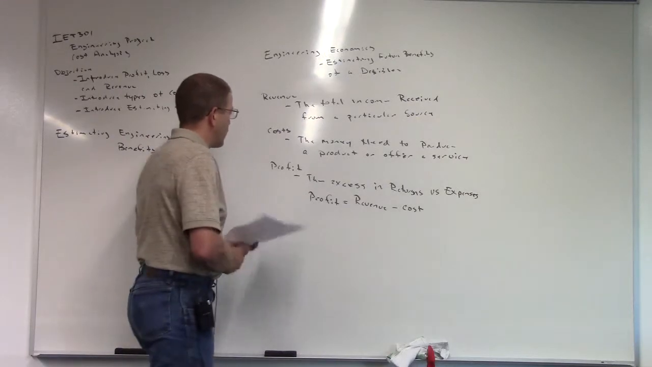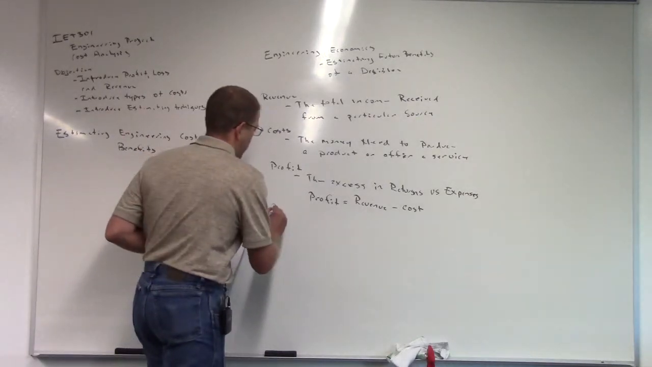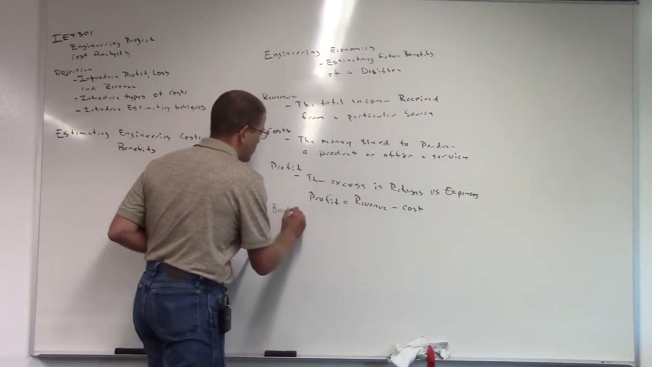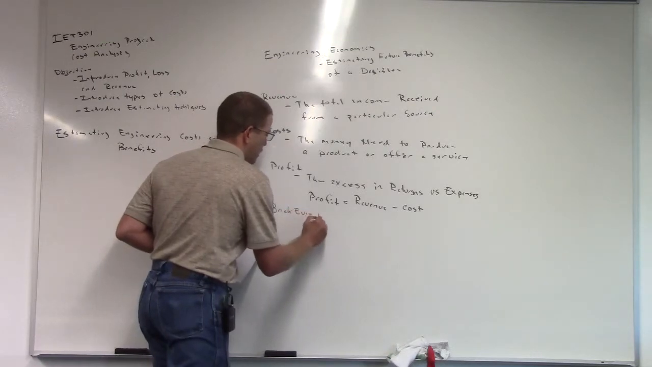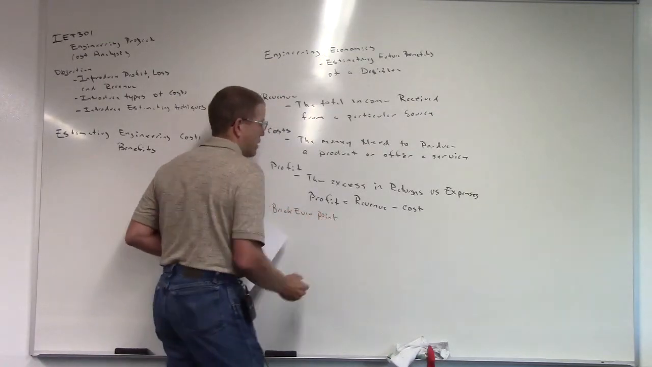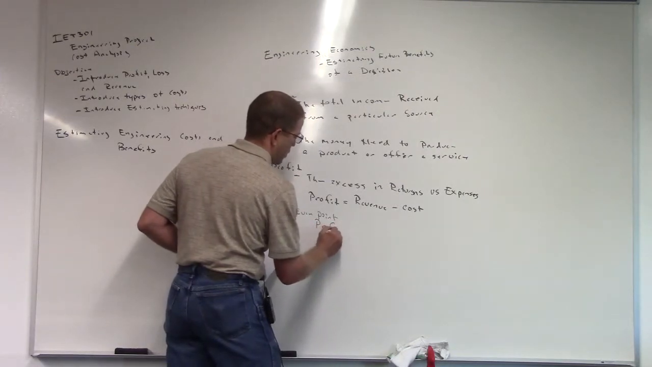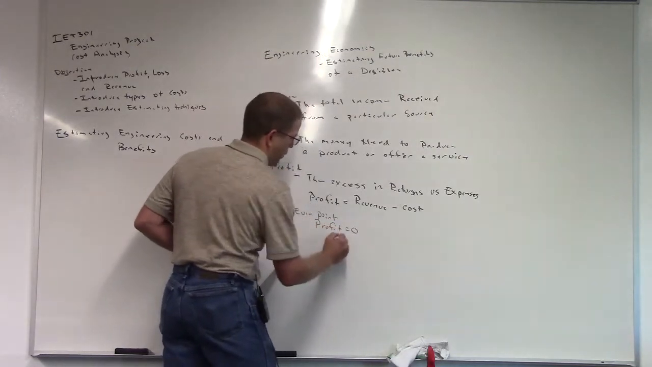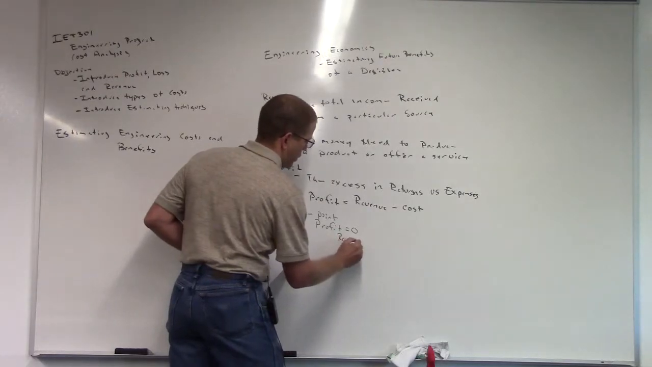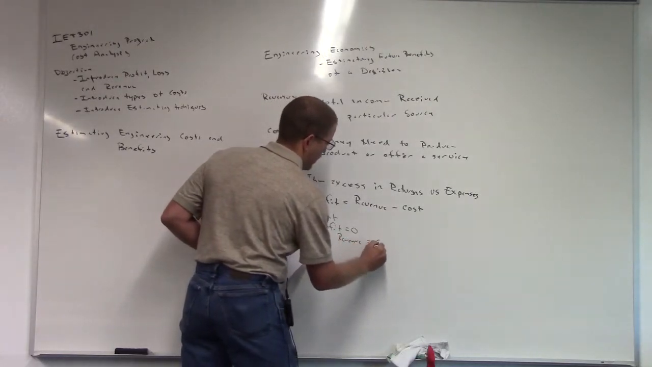So I'll go ahead and define the break-even point now. Break-even point is the point where the profit is equal to 0, therefore the revenue equals the cost.